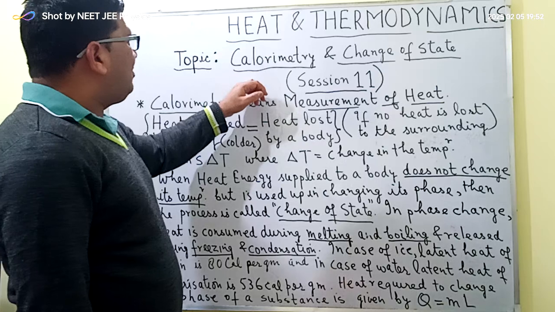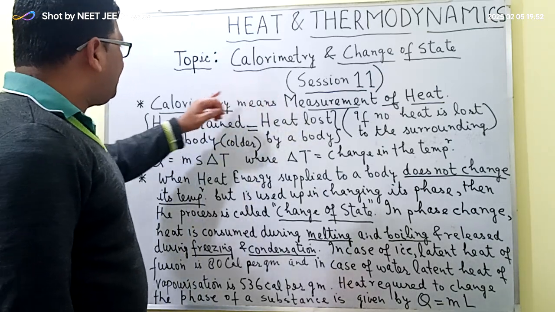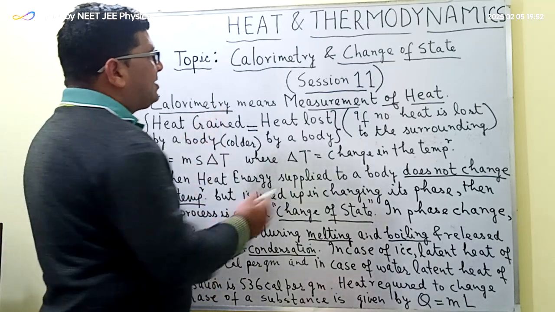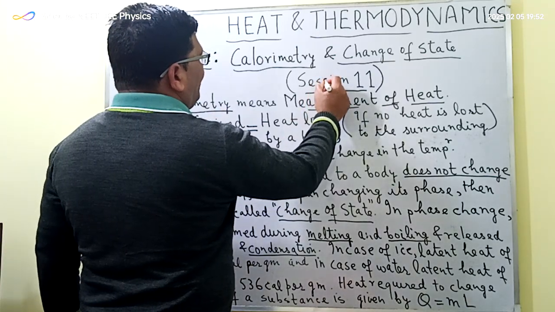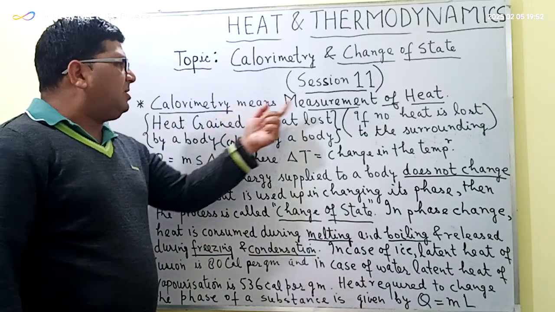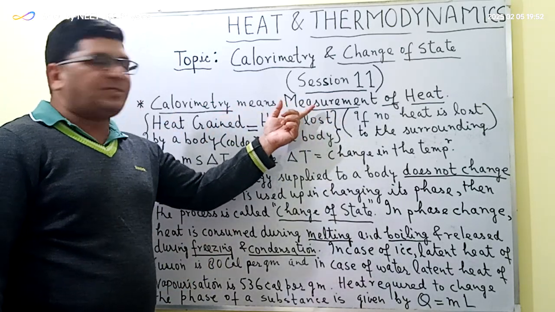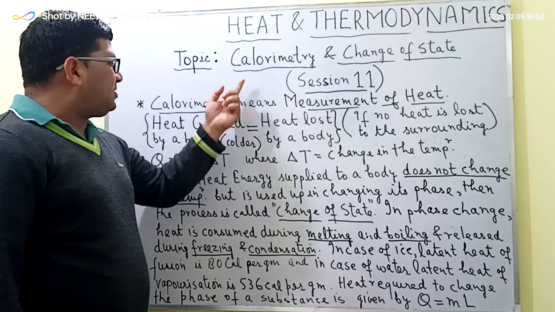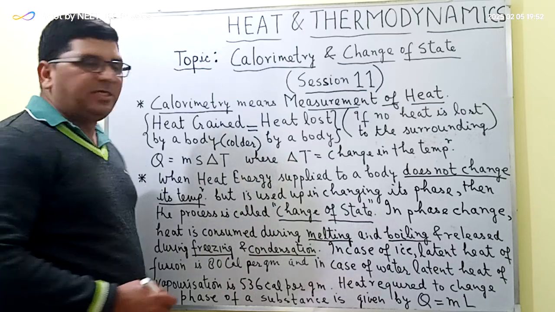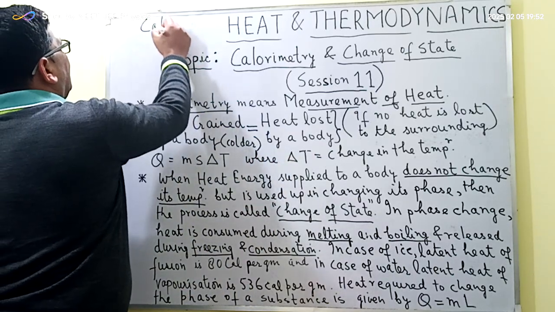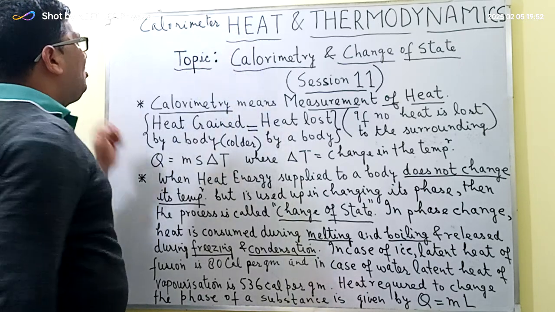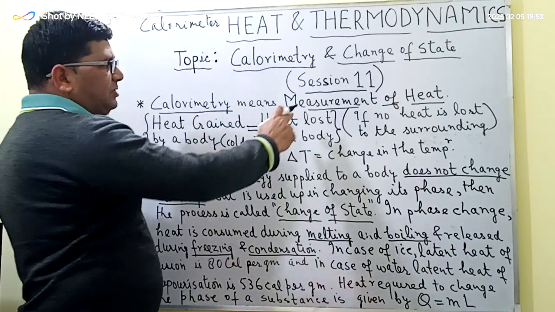The topic is calorimetry and change of state. On the basis of this topic, I have written here two important points which will help us to understand this topic in brief. The first point is calorimetry. Calorimetry is basically the measurement of heat. This is its basic definition, and the apparatus or device which is used for the measurement of heat is called a calorimeter.